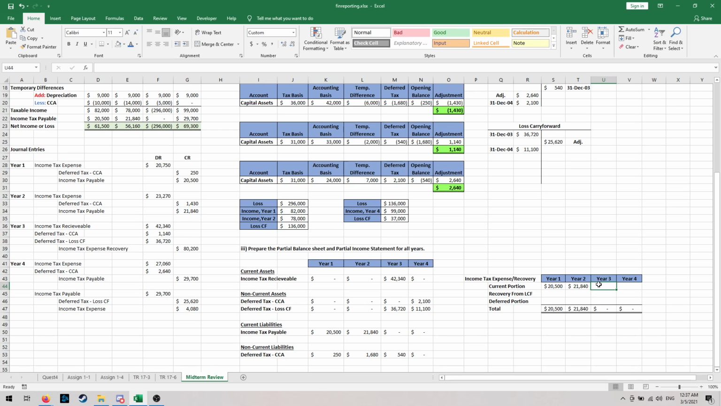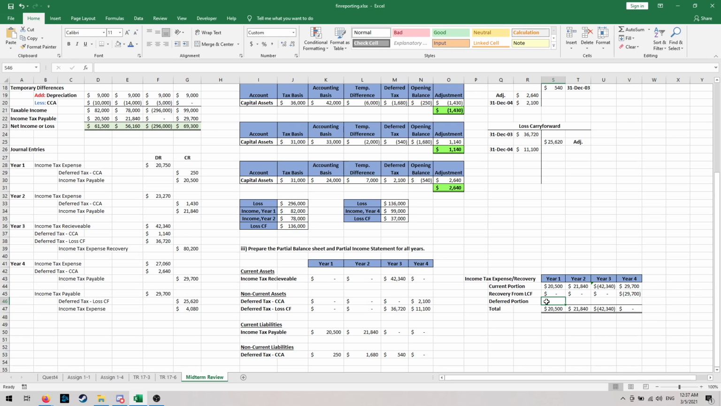And we're going to enter the recovery as a negative number. So this is equal to negative, open bracket, the full amount that we paid previously. We're going to close the bracket. In year 4, we paid $29,700. In these years, we didn't recover any from loss carry forward. But in this year, we recovered the full amount. So this is simply equal to this amount plus the negative.